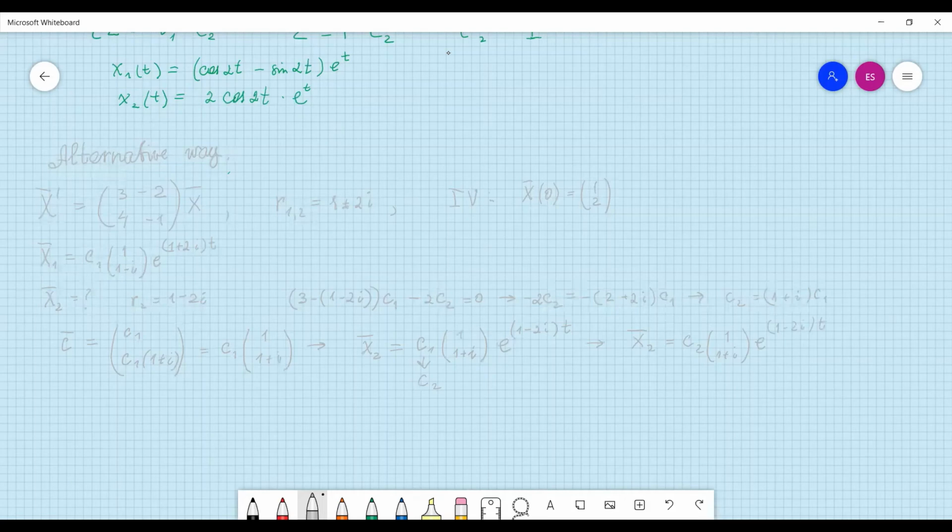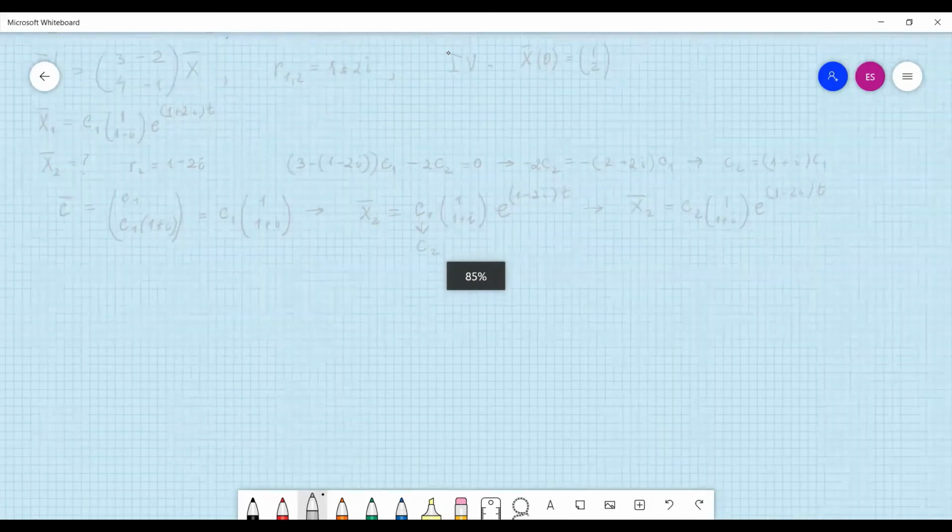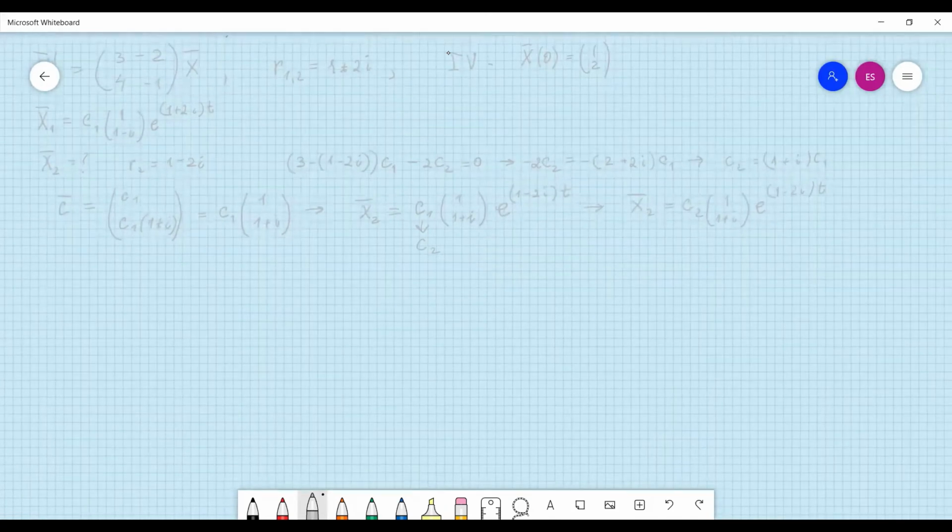Now I'm going to write down the general solution. Let me scroll it up a little bit and write it down. The general solution is going to be a sum of solution x1 plus solution x2, and again, they come with different constants. So it's going to be C1 (1 minus i) e to the power of (1 plus 2i)t, plus C2, oh, sorry, not supposed to be the power, (1 plus i) e to the power of (1 minus 2i)t.